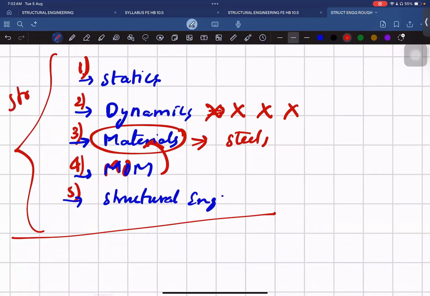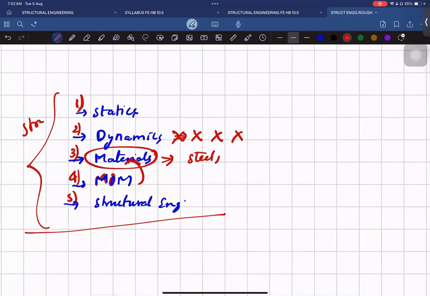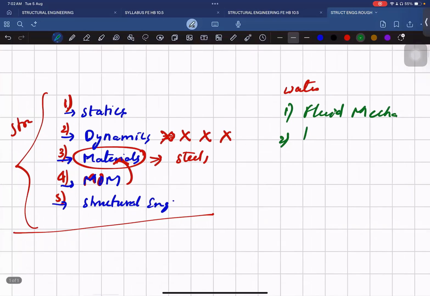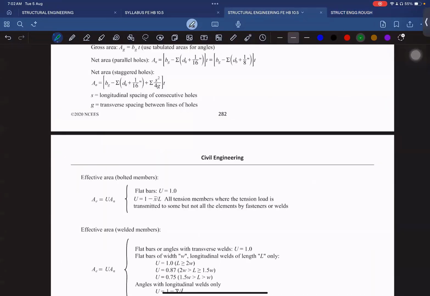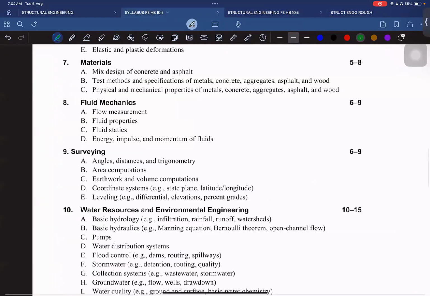This is for the structural subjects. Coming to the water subjects, how many subjects do we have for water? Can you guess? Fluid mechanics, hydraulics, water resource engineering, and waste management. Geotechnical engineering.